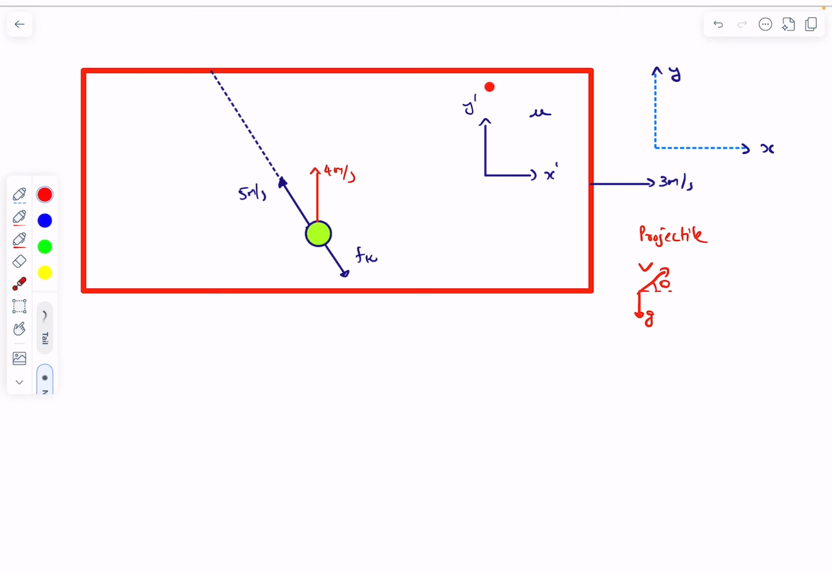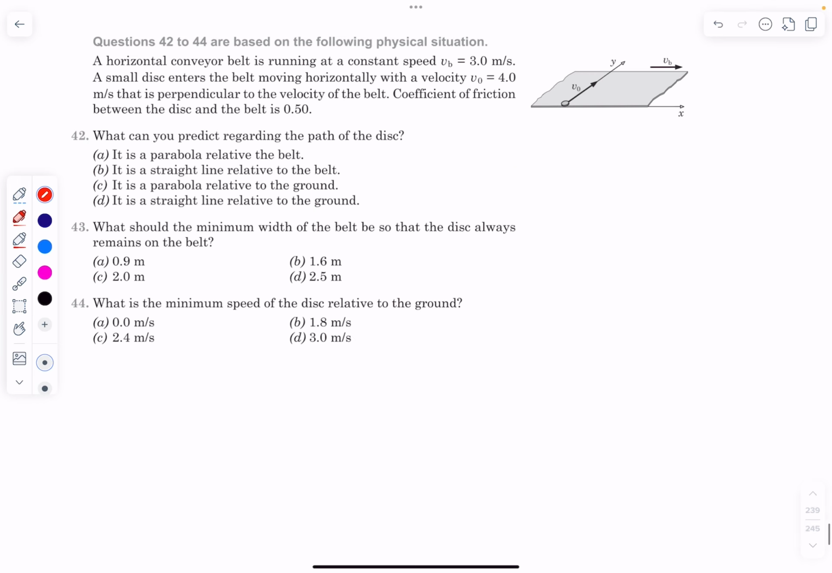So going back to the frame of the belt, we'll observe the 5 meter per second and Fk. So here it will be just a straight line motion, right? Because the velocity and the acceleration are anti-parallel. So this will be just a straight line motion. So we can answer this question directly. So it is a straight line relative to the belt, and it is going to be a parabola relative to the ground.